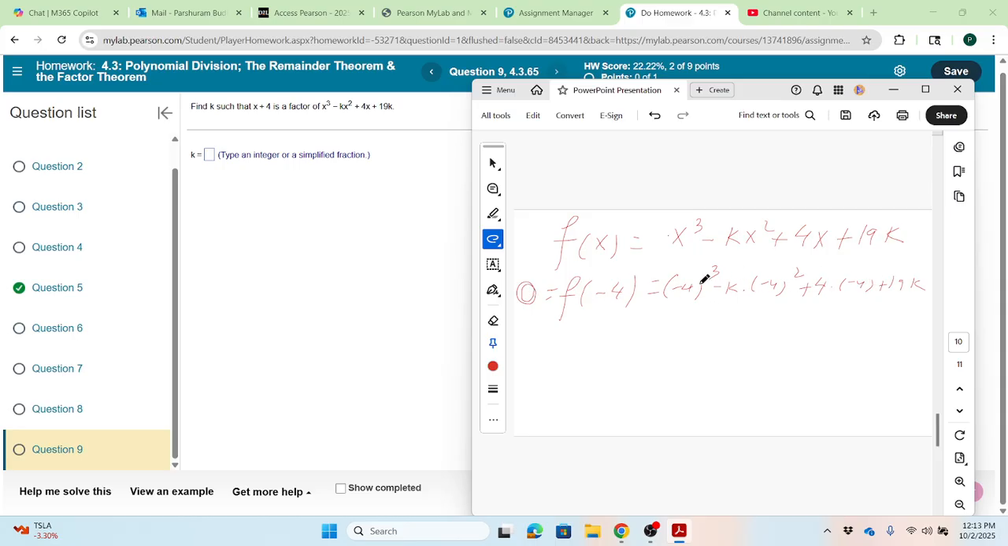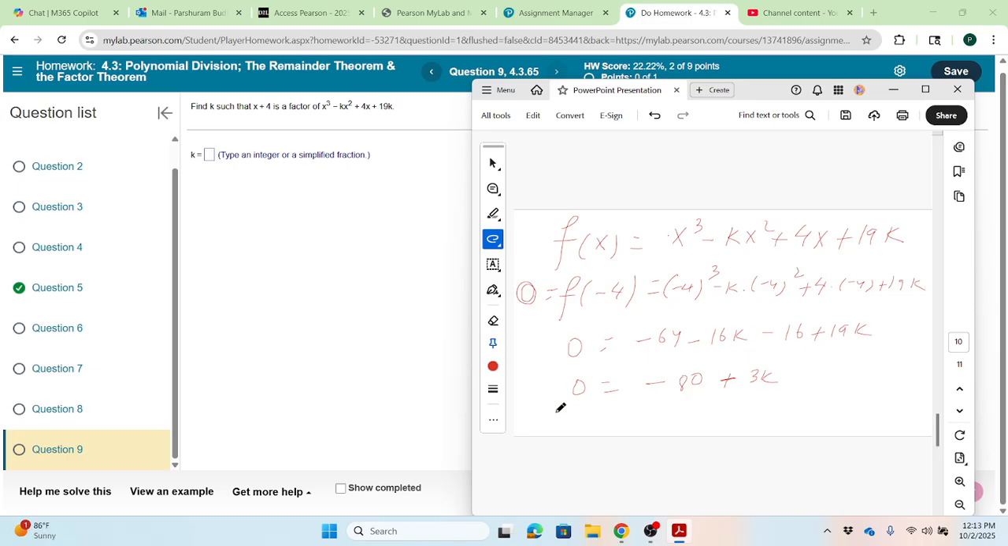So do the simplification here. Negative 4 cube is negative 64. Negative 4 squared is 16, so negative 16k. Here it's a negative 16, and here it's a positive 19k. So we are trying to solve a linear equation here, not a quadratic. So combine this, and it's minus 64 plus 3k, because negative 16 plus 19 is 3.